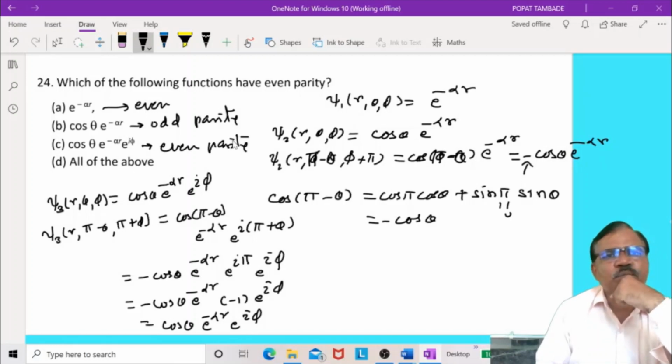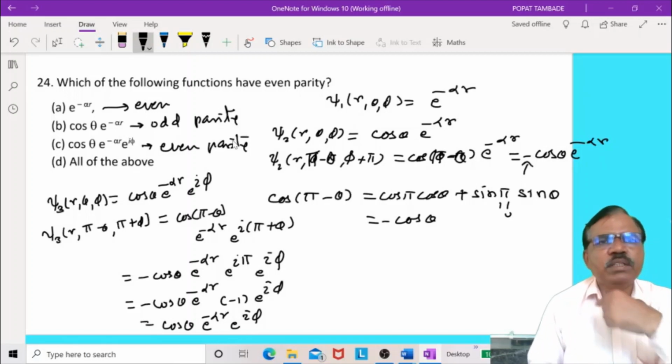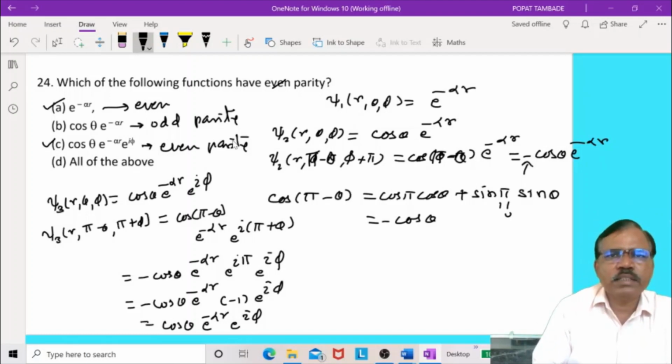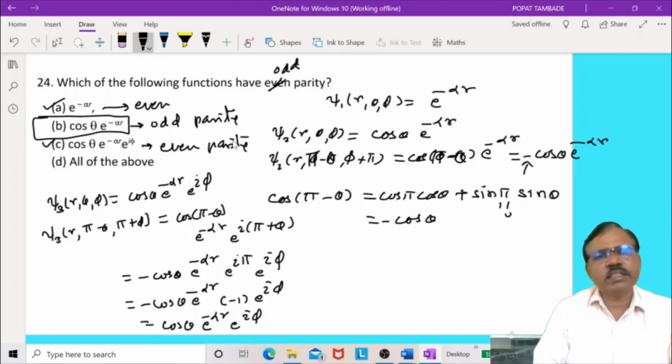All of the above. But what happens here? Which of the following functions have even parity? Actually, the first and third have even parity. So I can change this to odd parity, because there must be only one function having even parity. So now if we change this to odd parity, then the second one is correct.